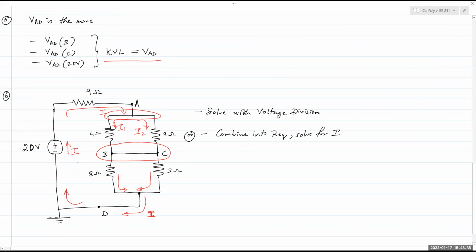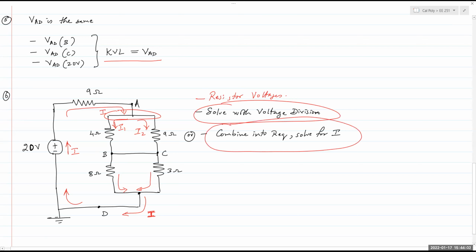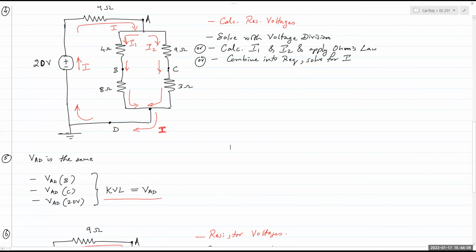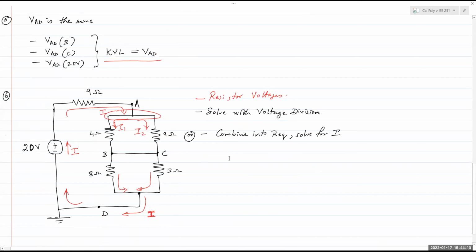And then once you reduce those parallel resistors, you will see that the combination of 4 and 9 has a relationship with the 8 and 3. And you would be able to solve again for the resistor voltages, applying either voltage division, or you combine everything into Req and solve for the total current I. And once you have the resistor voltages, you should be able to calculate all of the other node voltages based off of those. So there you have it.